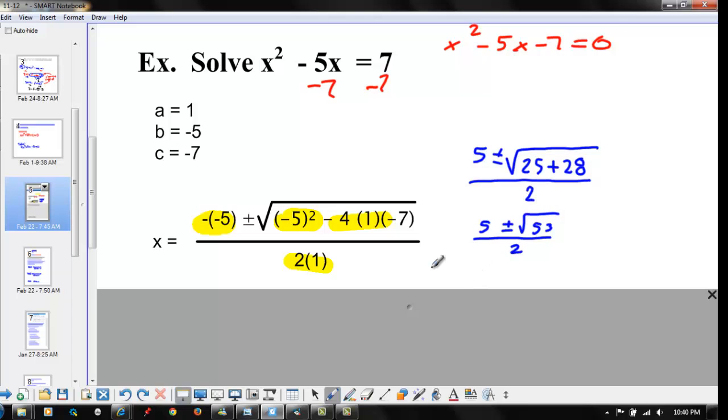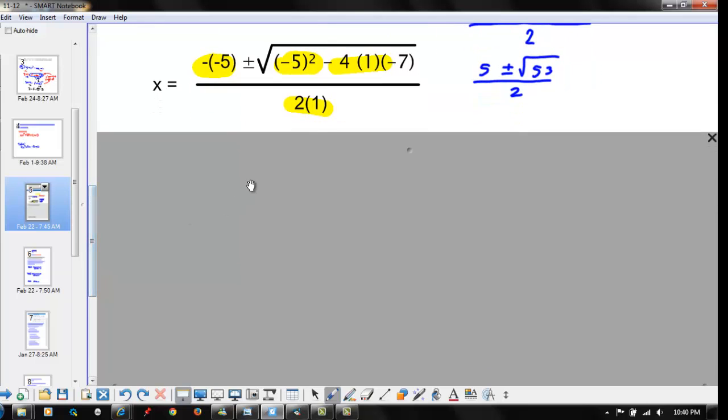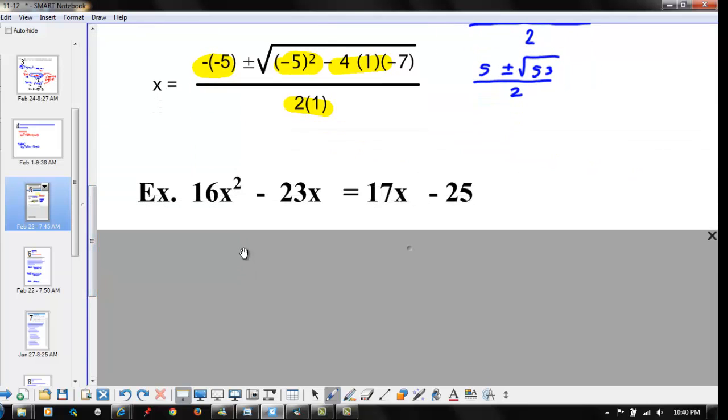That means you really have two solutions to this equation. The two solutions are 5 plus square root of 53 over 2 and 5 minus the square root of 53 over 2. Let's take a look at another example.